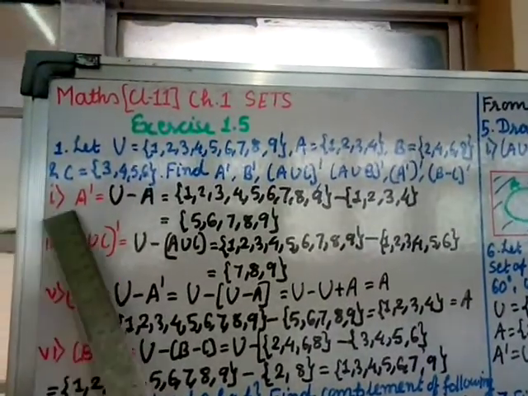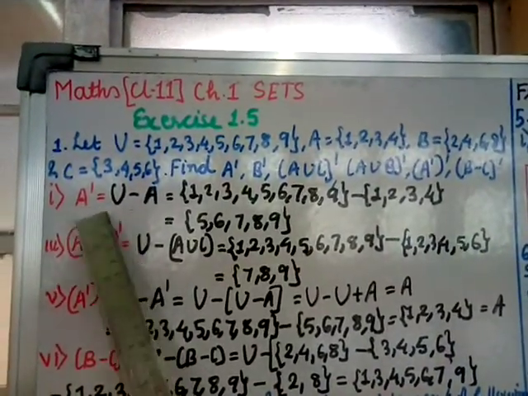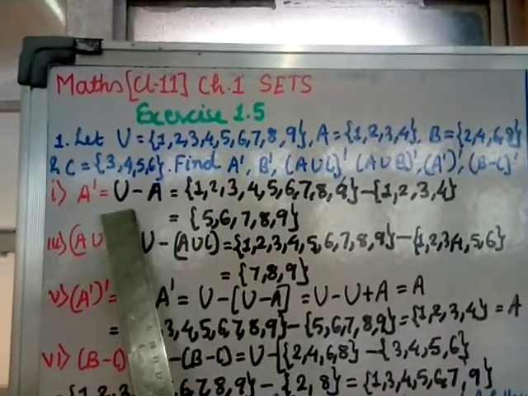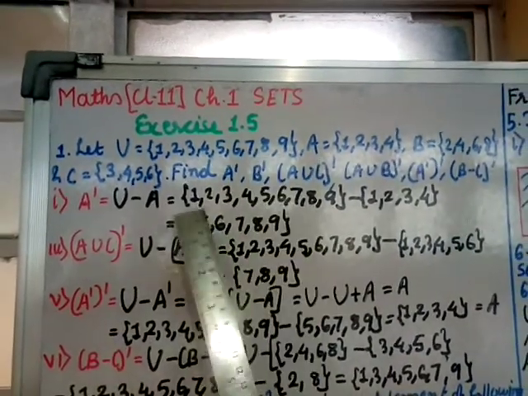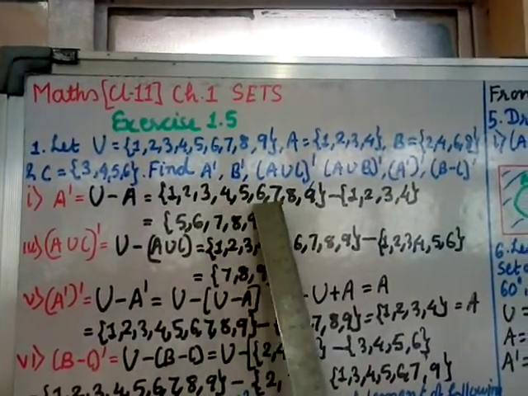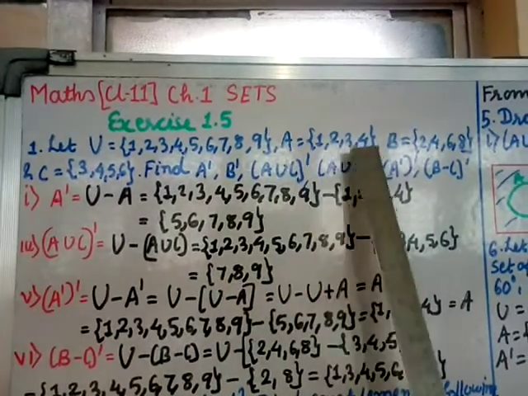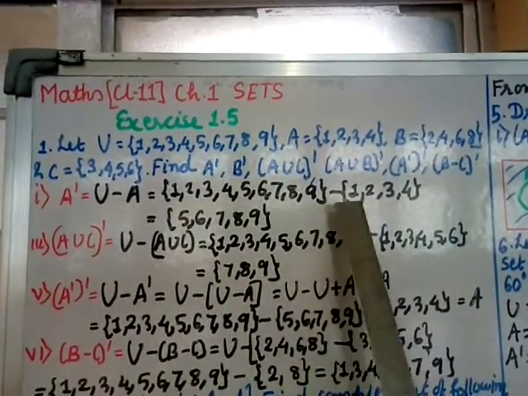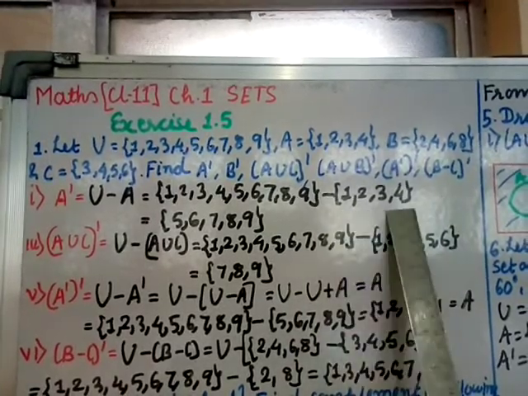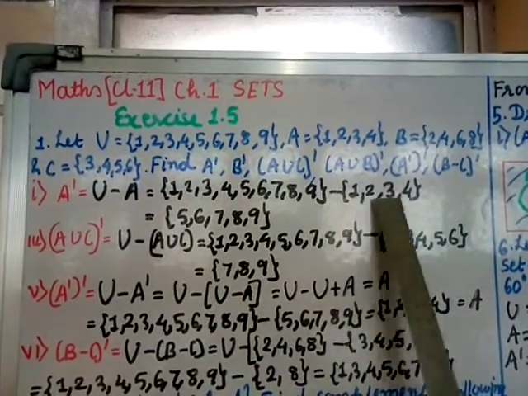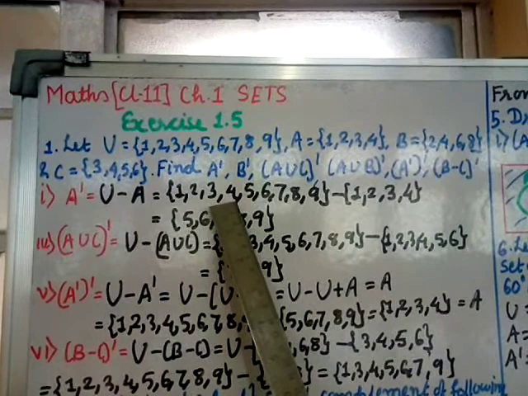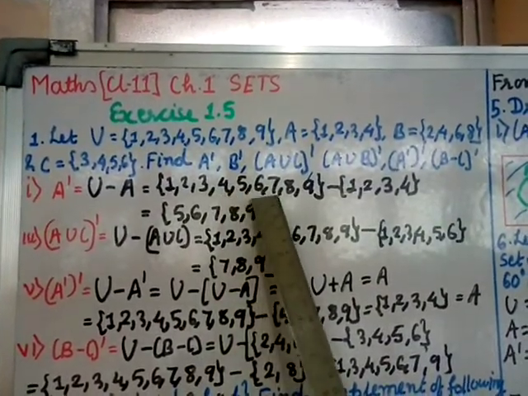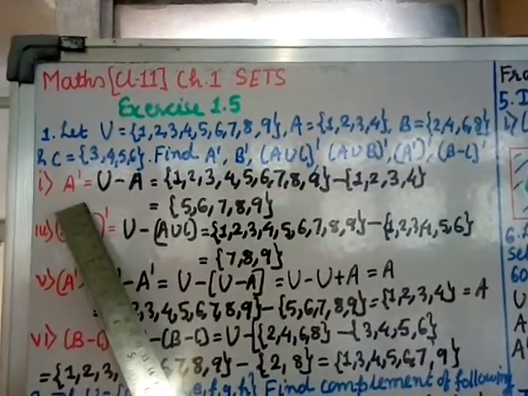So number 1, A' equals, by formula, U minus A. U is the universal set, here given as 1, 2, 3, 4, 5, 6, 7, 8, 9, and A is the set 1, 2, 3, 4. We have to take the elements of U excluding these elements. So we cannot take 1, 2, 3, 4. We start from here: 5, 6, 7, 8, 9. So that is A'.